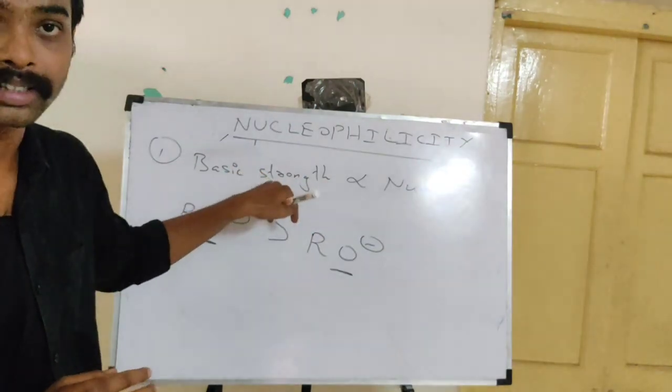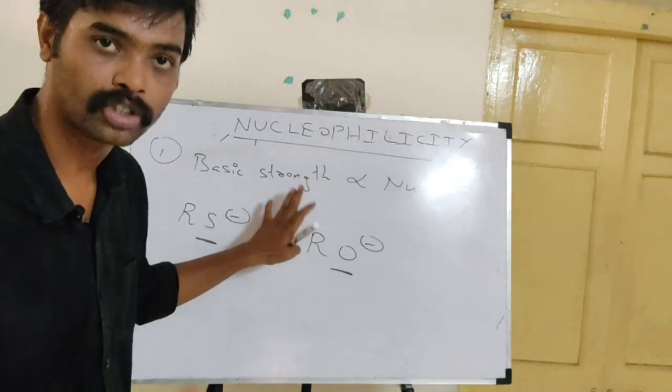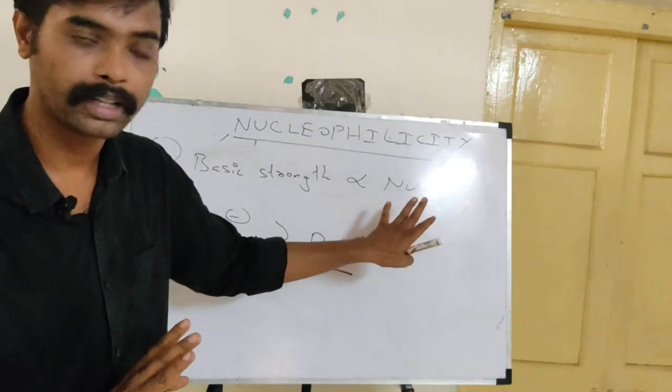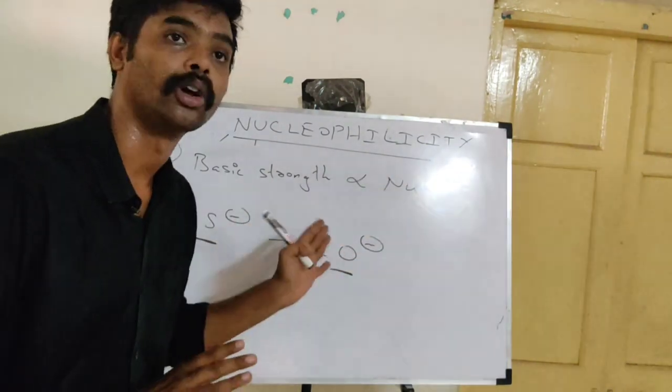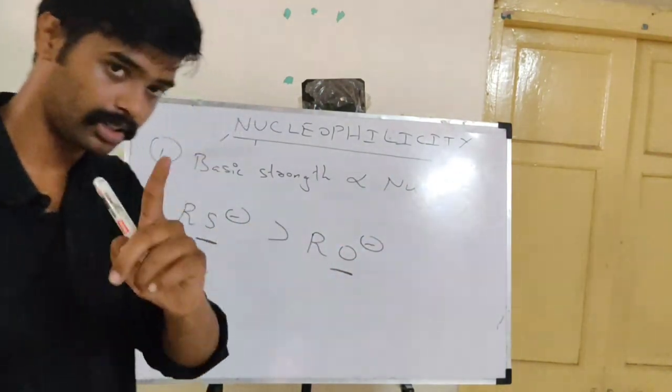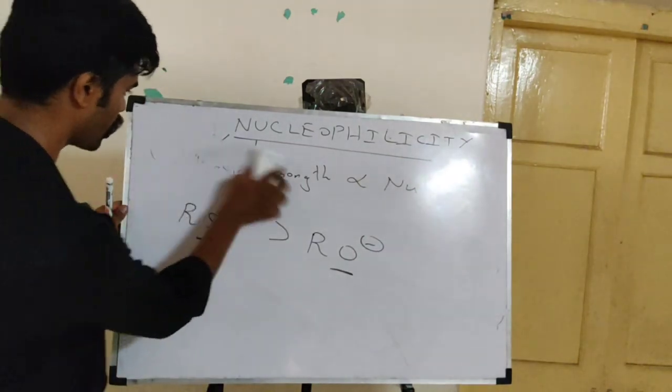This is not like for the basic general case, where good bases, strong bases are good nucleophiles, but there can be exemptions also like this. Okay, now this is the first point. This is not the only factor. Moving on.